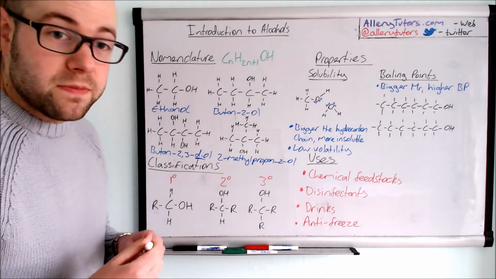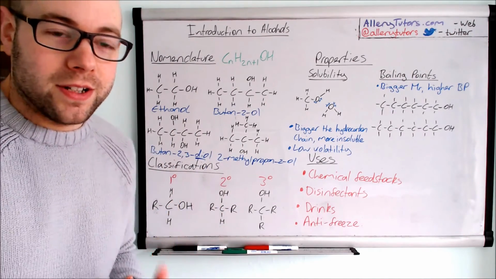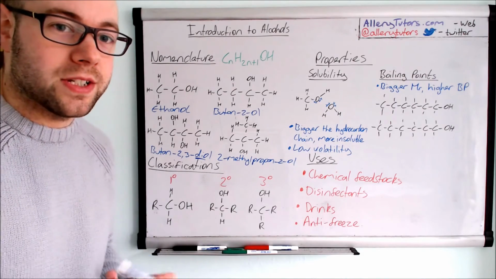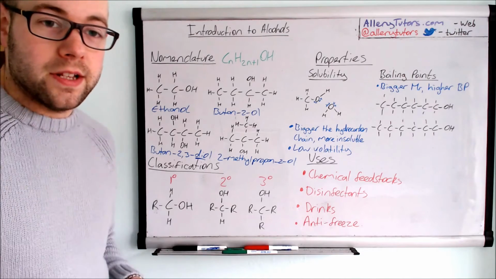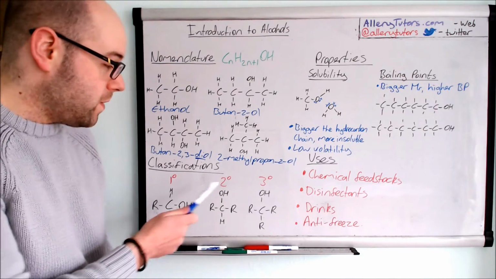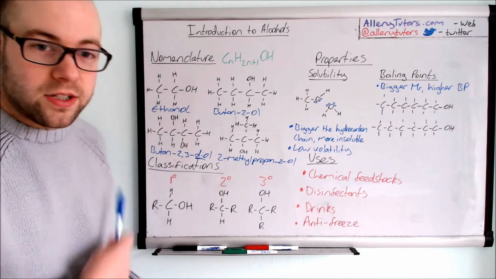So there's some nomenclature, and I've shown you a variety of different ones there. We're now going to look at something called classifications. Classifications tell us what type of alcohol we have, and there are 3 main types of alcohol that you need to know for A-level chemistry. They are primary, secondary, and tertiary alcohols. They're normally given these funny little notations, like degree signs.